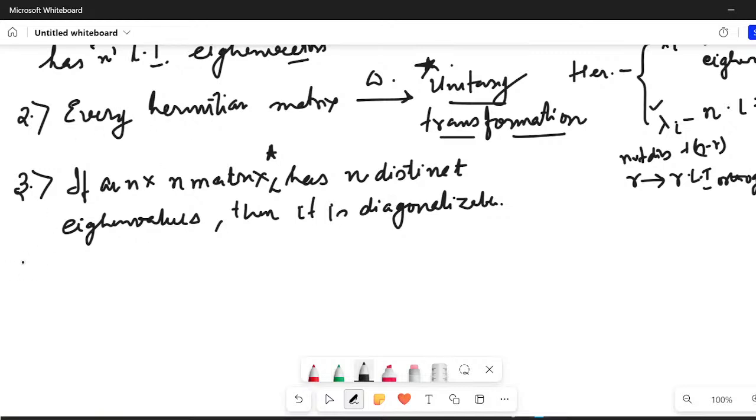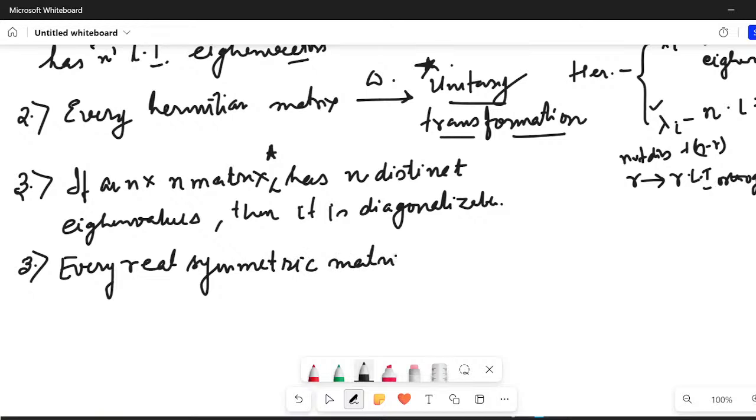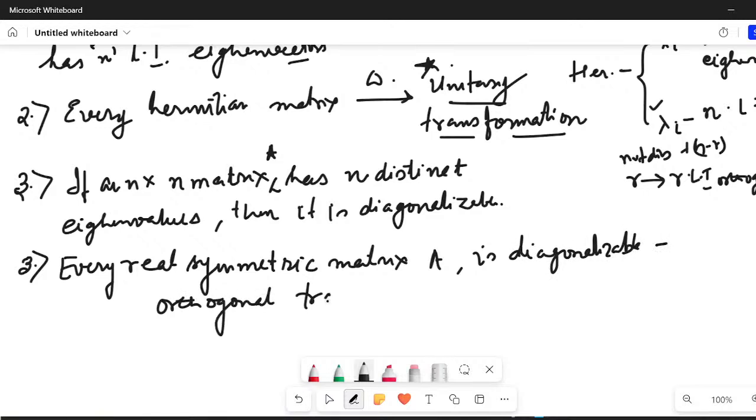As I told you about Hermitian matrices, a symmetric matrix is a special case of a Hermitian matrix. Always remember, every real symmetric matrix A is diagonalizable, and in particular using an orthogonal transformation. Just remember these points, okay?